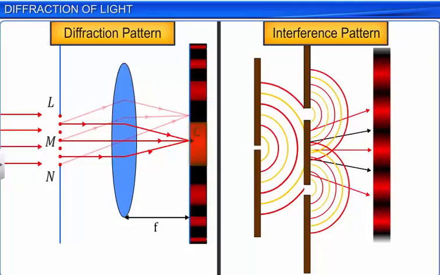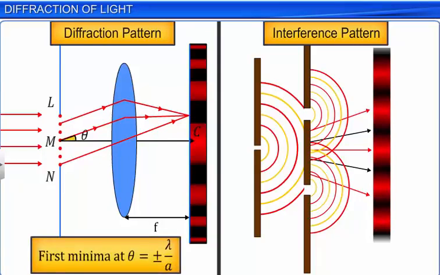In the case of diffraction, the first minima is formed at an angle theta equal to plus or minus lambda by a, whereas the angular separation theta equal to plus or minus lambda by a corresponds to the central maxima for the two-slit interference pattern, with a equal to the separation between the slits.